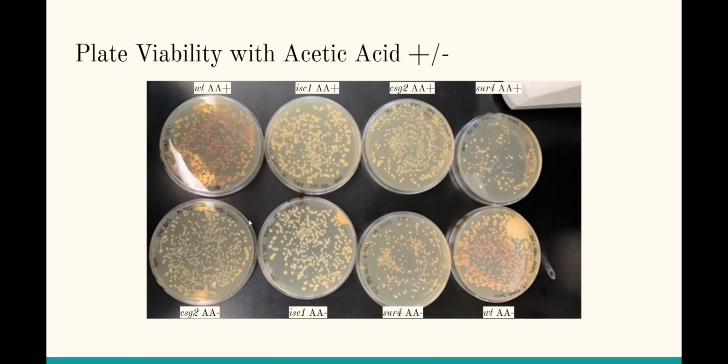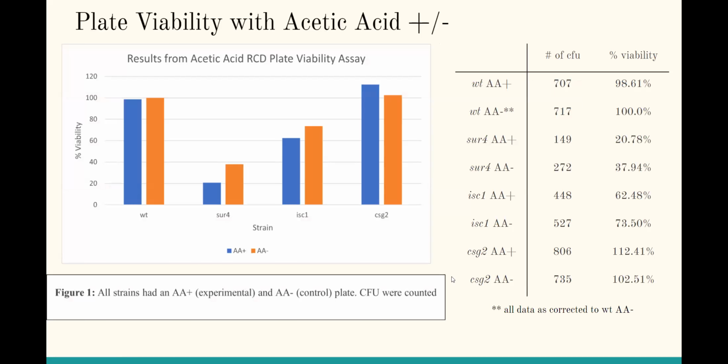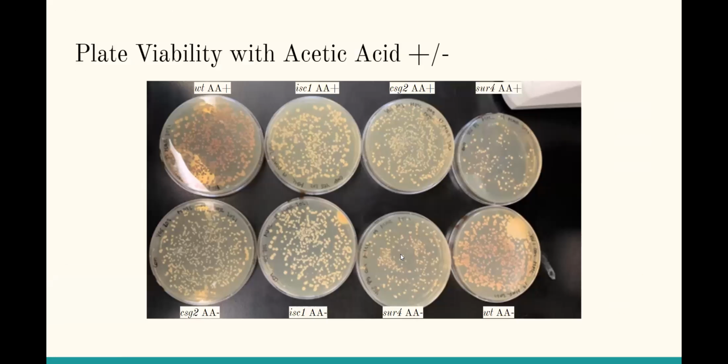And so that's what you're seeing here, those plates that had grown for about 72 hours. Each strain was done with and without acetic acid. And so these are the results that we were able to glean from those plates. We counted all of our CFUs, or colony forming units, which if you go back here, this is a colony forming unit. It's just a single colony that is thought to originate from one clone.